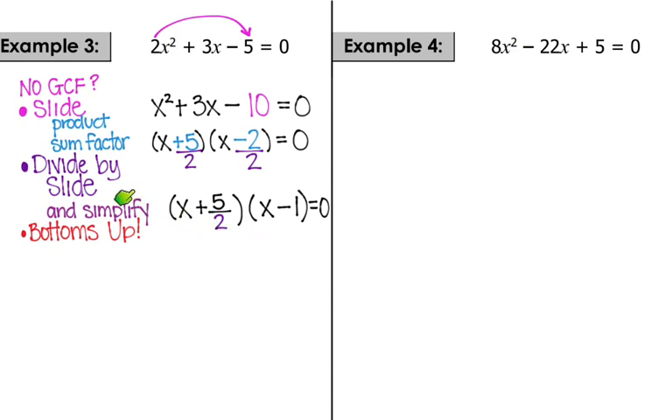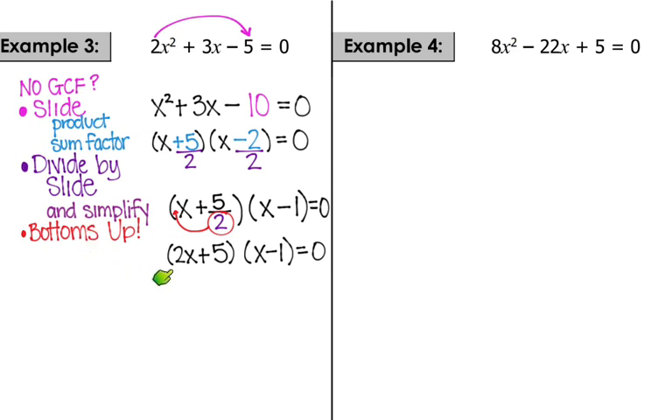And then we do the last part of the step, because this was the slide, divide, bottoms up. I'm looking here and saying, oh, what's in the bottom? The only one that has a bottom is this 2. So that 2 is going to come up in front of the x. And when we finish that up, we have 2x plus 5 times x minus 1. Now this is the factorization of the original problem up here. We had to do all of this just to get to the factorization.